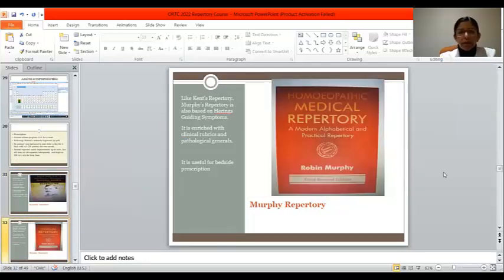Murphy's repertory. It's also used for bedside prescription. Like Kent's repertory, Murphy's repertory is also based on Hering's guiding symptoms. It is enriched with clinical rubrics and pathological generals.